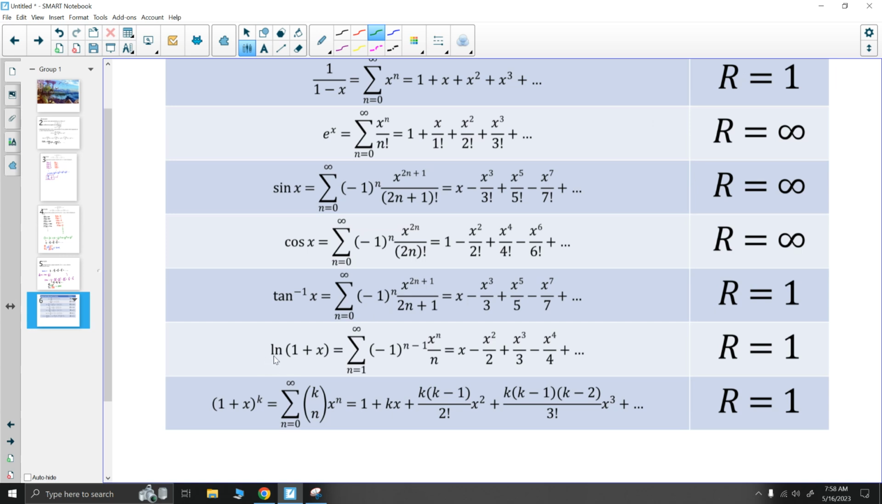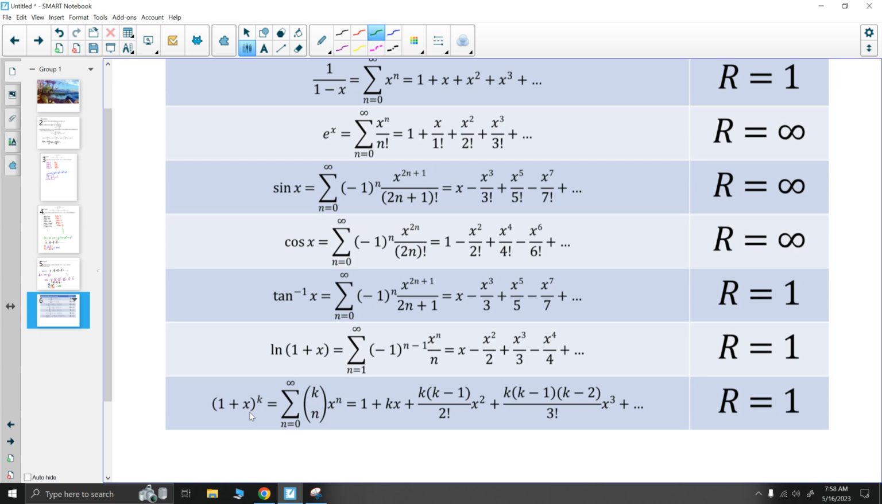The next one, ln 1 plus x, we have this format, which, realistically speaking, is the power series x to the n mixed with the harmonic series. So it's like 1/2, 1/3, 1/4. It's an alternating harmonic series along with our powers here. And its radius is 1.